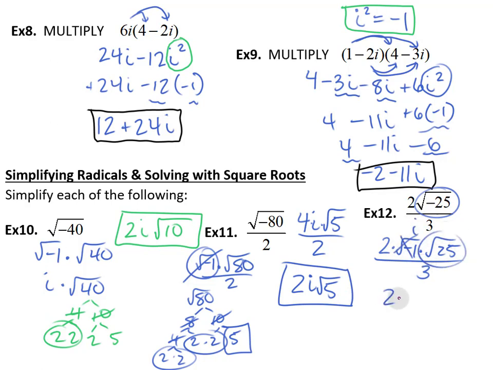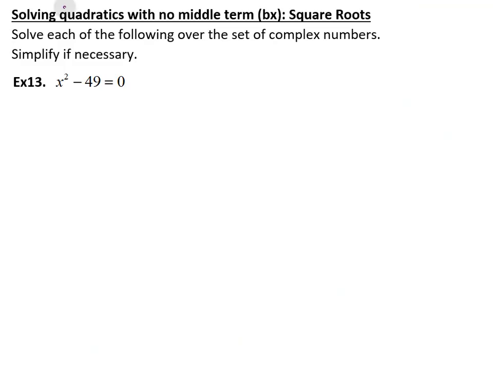Square root of 25 is going to simplify nicely for us. That's 5 over 3. And multiplying up top, we end up with 10i over 3, 10i thirds is our answer.